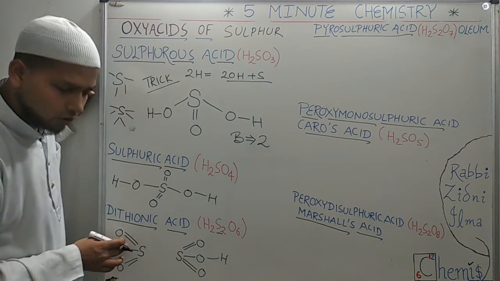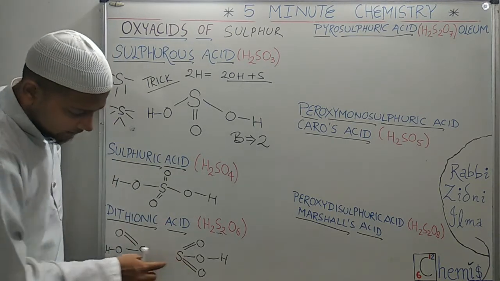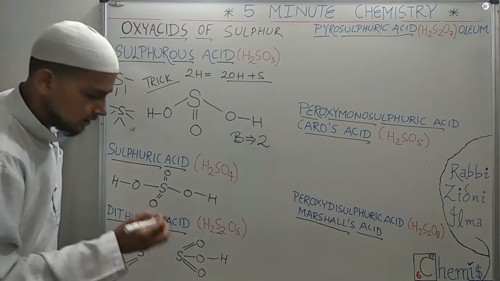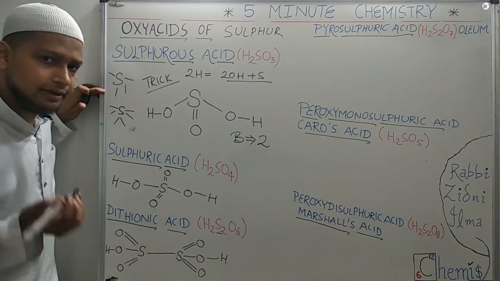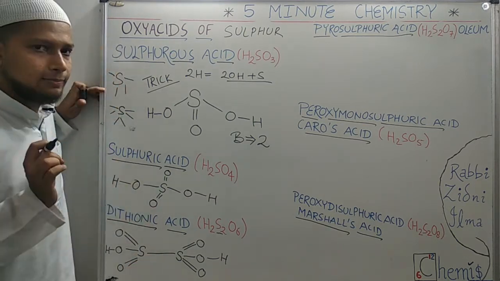Now sulfur has 5 bonds. What sulfur does? It forms 6 bonds. So this one and this one, these 2 brothers will unite and our structure is ready. So this contains an S-S single bond, asked in many exams.